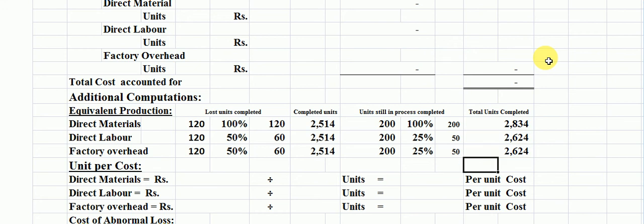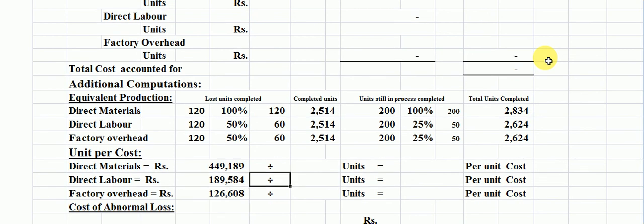Now students, we move to find out the per unit cost here. The material cost is 4,49,189 here, same as 1,89,584 here, 1,26,608 here. Now the degree of completion I have to put here as a material 28, 34, 26, 24, 26, 24 here.